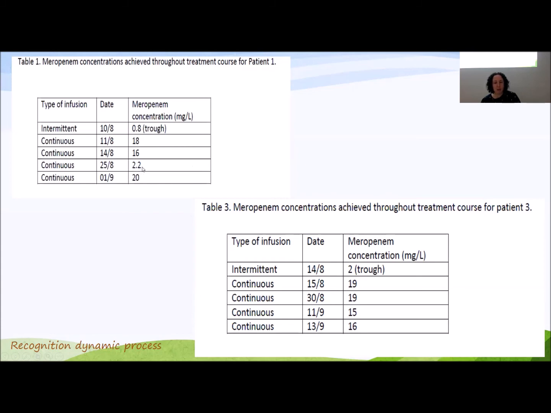Basically that related to a pump malfunctioning and the infusion going into the patient being stopped a number of hours prior to the drug level being taken. So I guess the point here is that this monitoring is a dynamic process and really needs constant clinical review and drug levels to ensure that we are achieving adequate concentrations of medication.